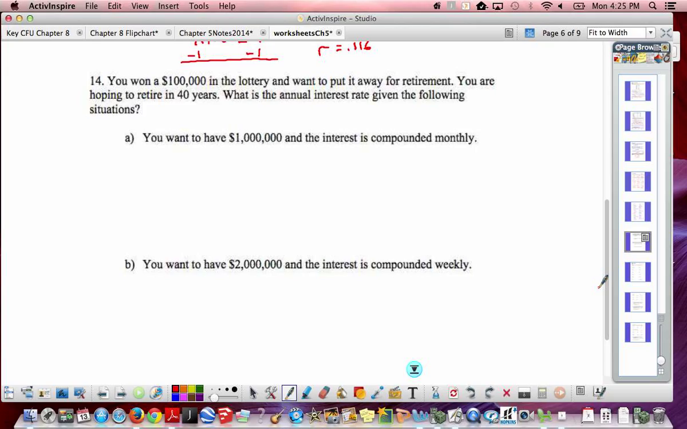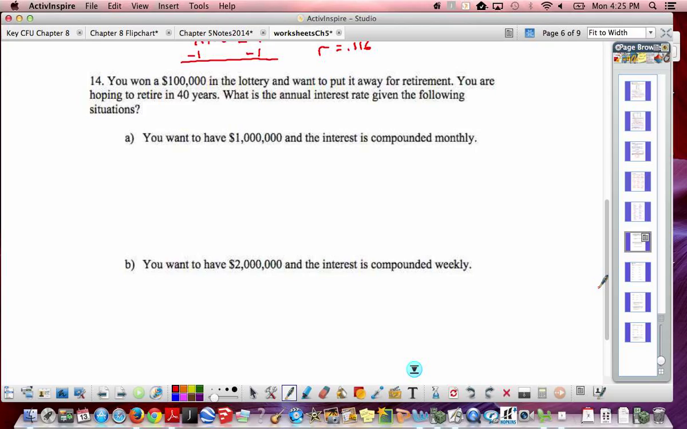Number 14, how about this? You won $100,000 in the lottery and want to put it away for retirement. Smart thinking. You're hoping to retire in 40 years, so you must have won this at an early age. What is the annual interest rate given the following situations?